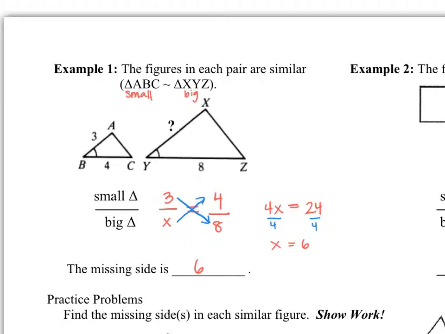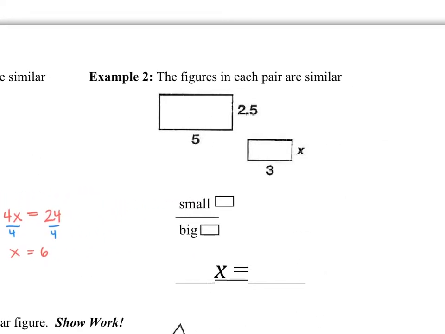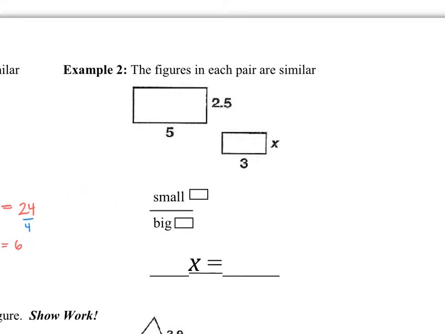Example number 2. This is the last one I'll do, and then you'll have your assignment. We don't have triangles this time, but it's okay. This works exactly the same in any shape. These two are similar, and they don't give us any letters here, but I think it's easy to tell that this side in red is going to correspond to this side.